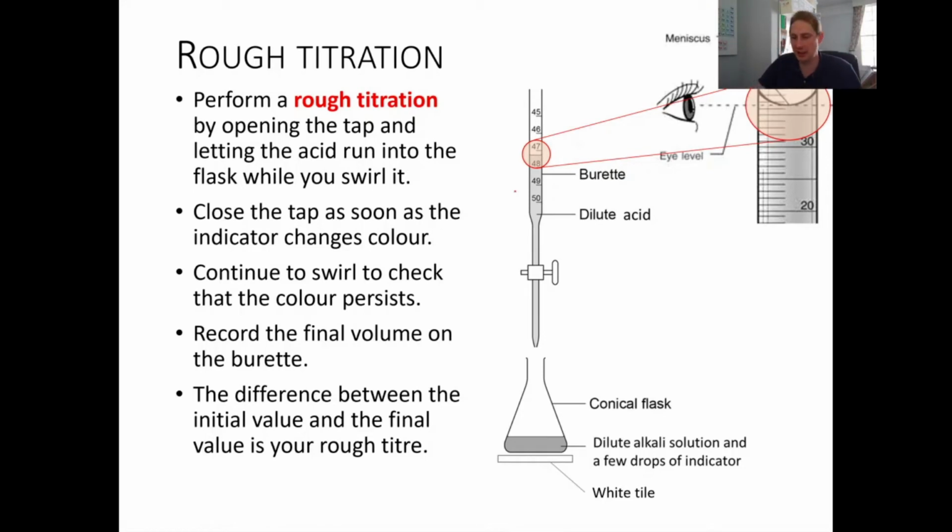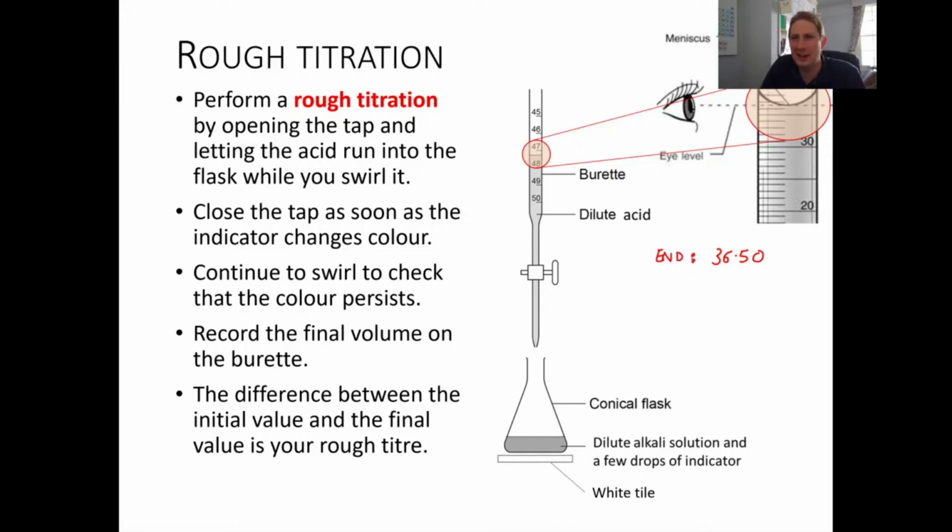Remembering the precision here, so in this case, looking at this burette, we can see 30, 31, 32, 33, 34, 35, 36, 37, so that is 36.50, and that's at, let's say, the end point.